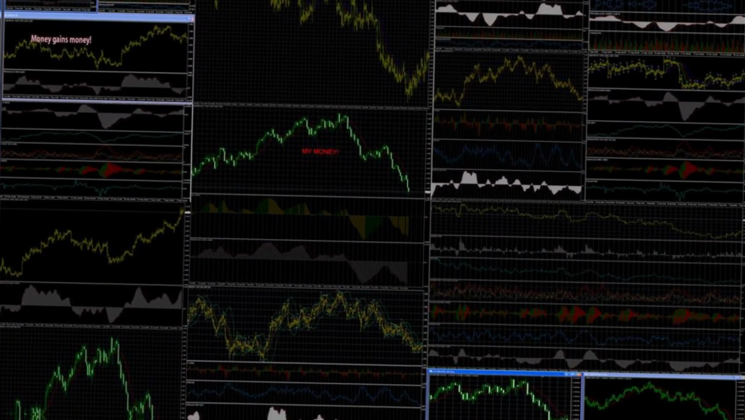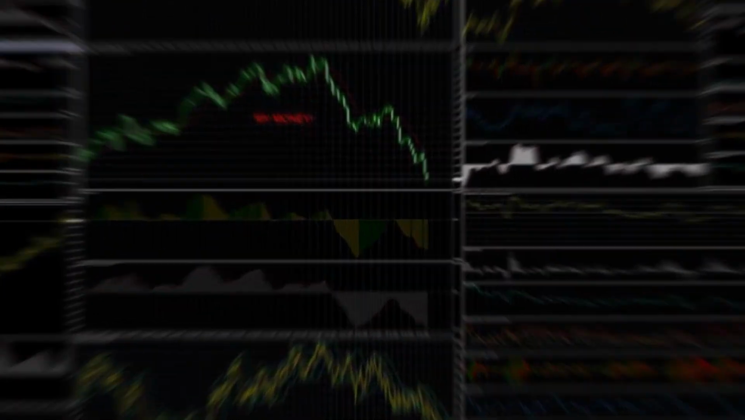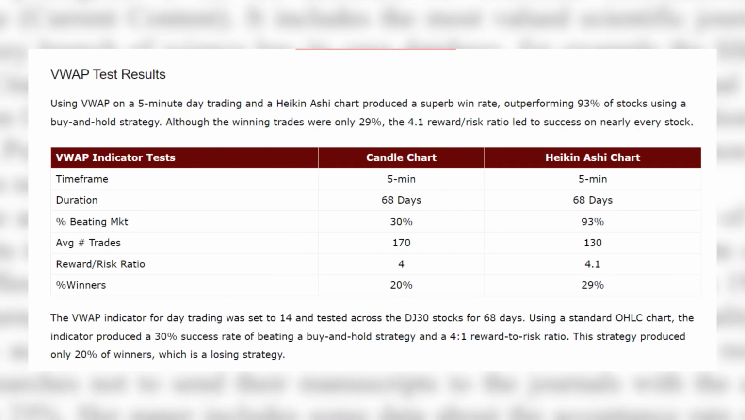Because many trading indicators work well within a trend, they work well with the Heikin Ashi, because the Heikin Ashi reduces that volatility and you can see the trend clearer. And now that we've discussed what indicator and what candlestick chart you're going to be using, let's take a look at the statistics. When using the VWAP on the 5-minute day trading setup with a Heikin Ashi chart, the win rate soared to 93% of beating the market significantly.